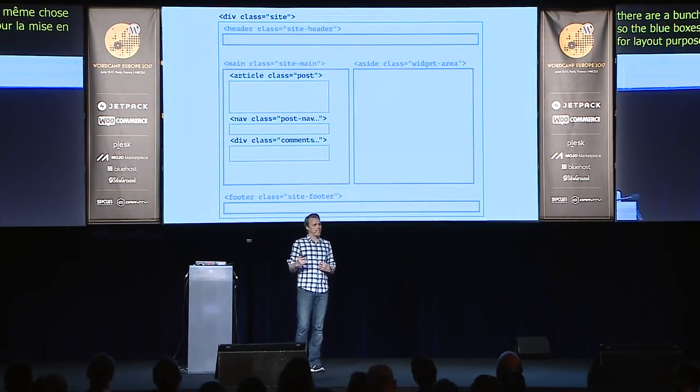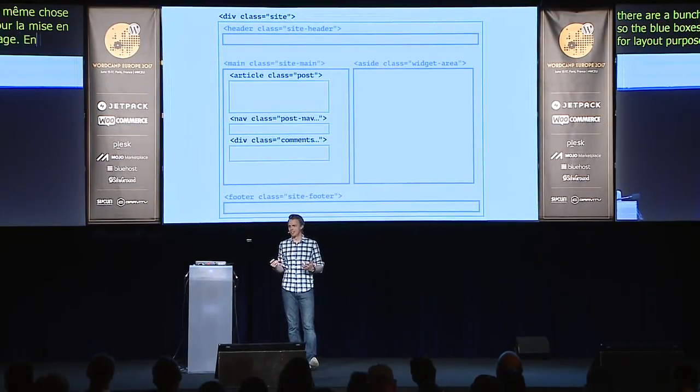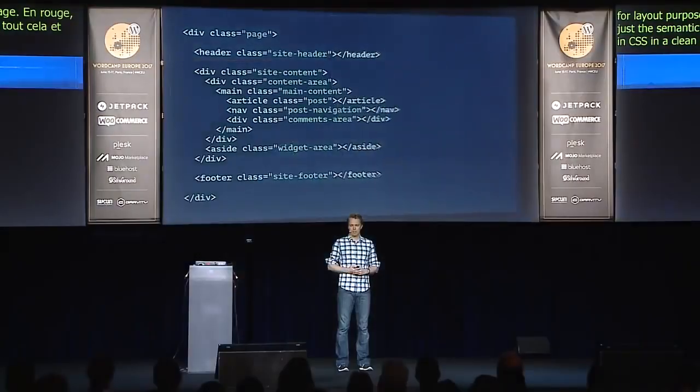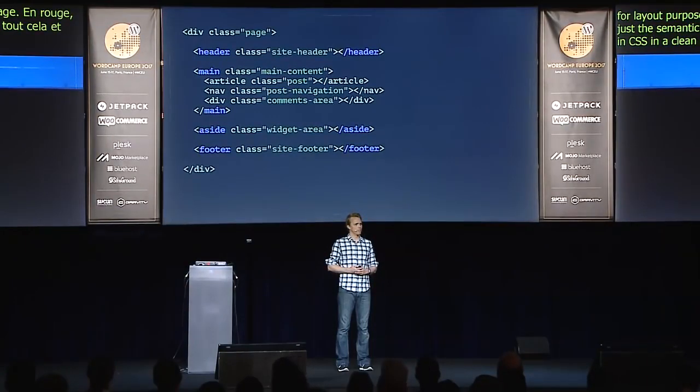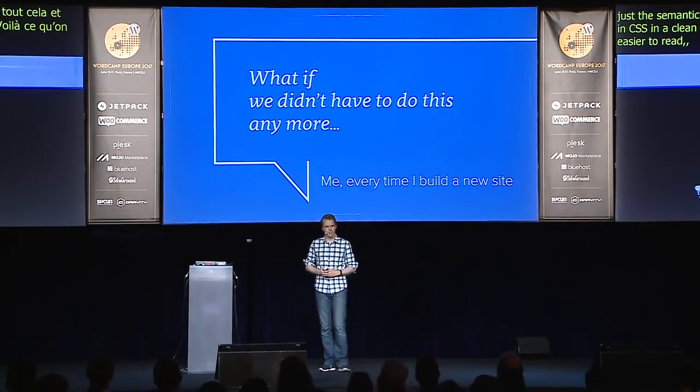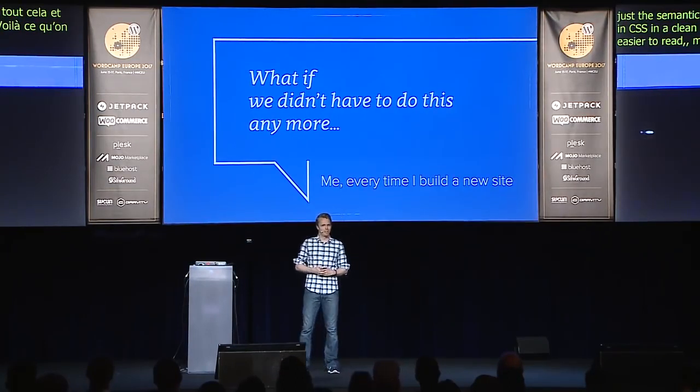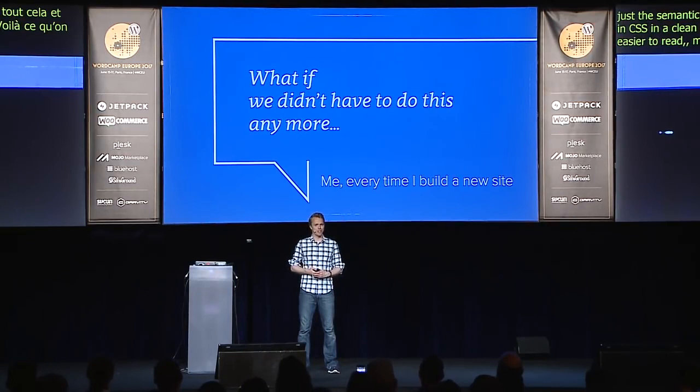So what if we could take all that extra cruft away, have just the semantic markup, and nothing else. And then solve the layout problems in CSS in a clean and simple way. Instead of this layout, we'd have this, which is easier to read, makes way more sense. What if we didn't have to do all this crazy stuff anymore?